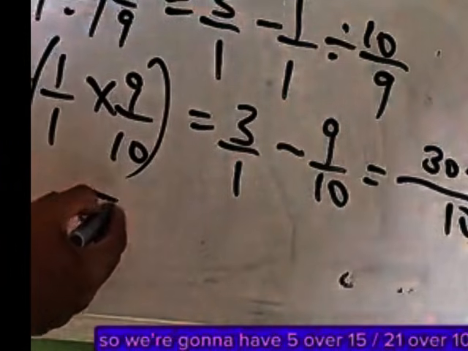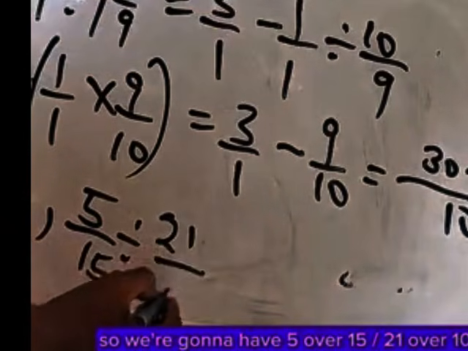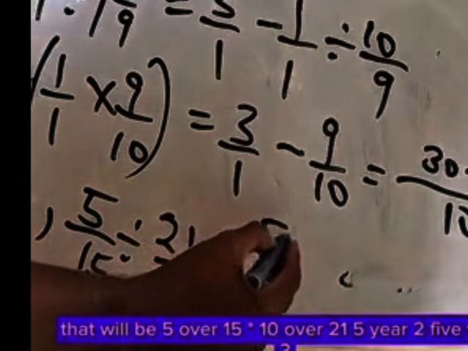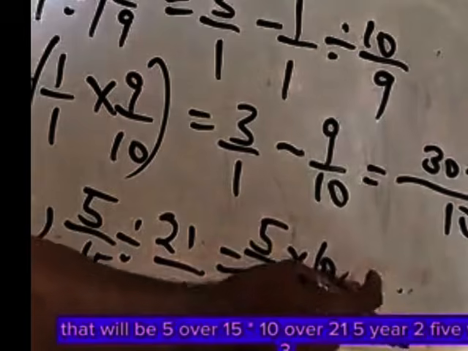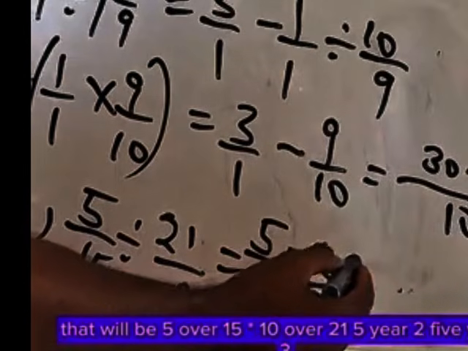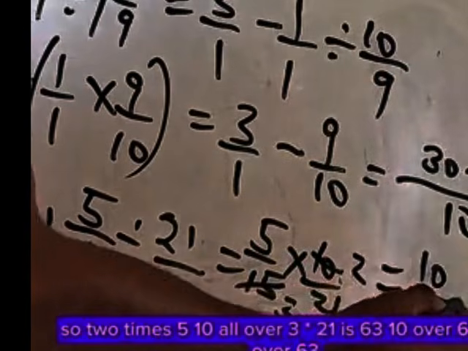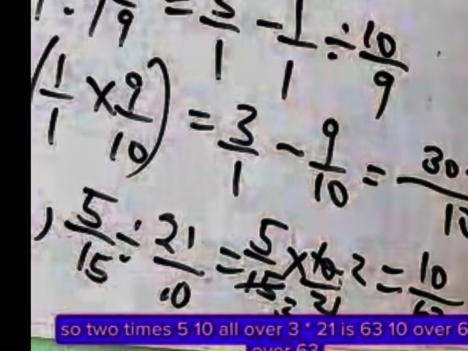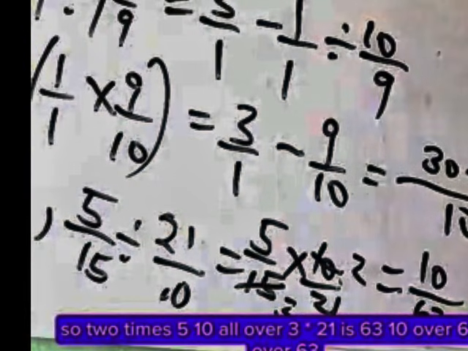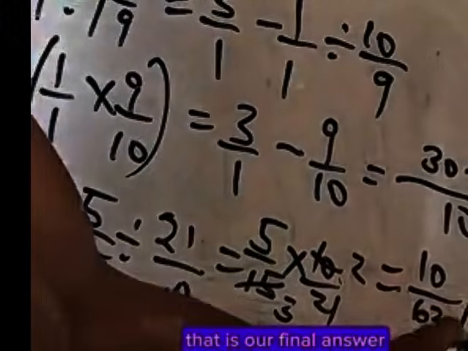So we're going to have 5 over 15 divided by 21 over 10. That will be 5 over 15 times 10 over 21. 5 here 2, 5 here 3. So 2 times 5, 10, all over 3 times 21 is 63. 10 over 63. That is our final answer.